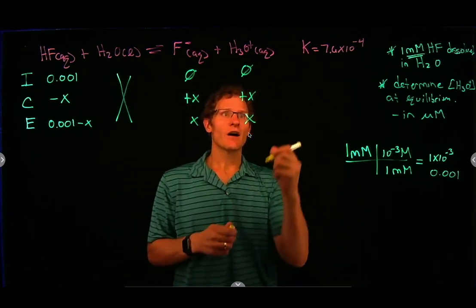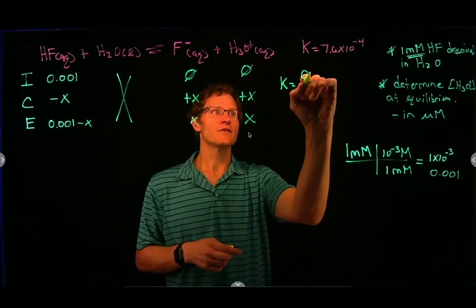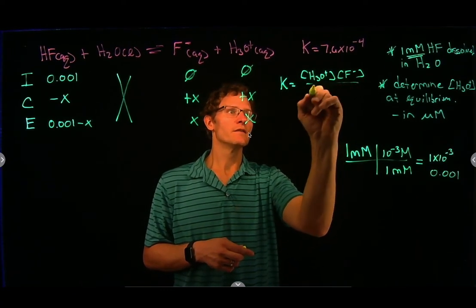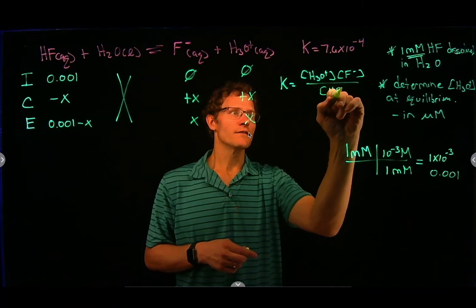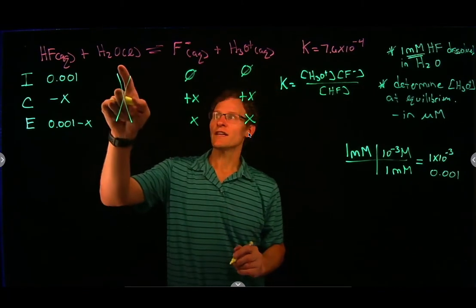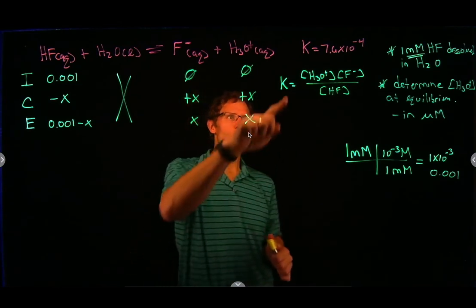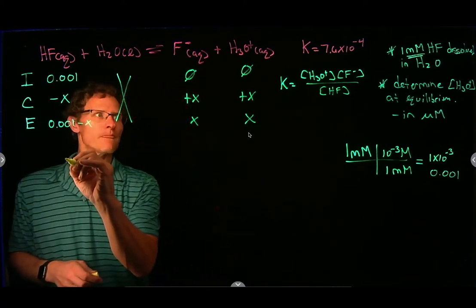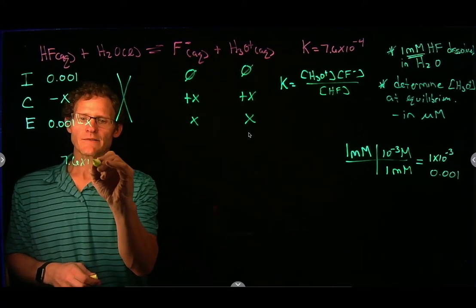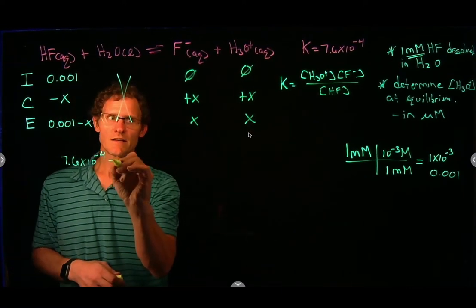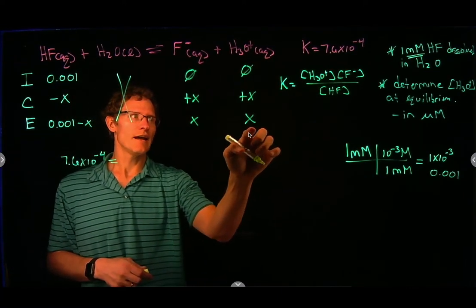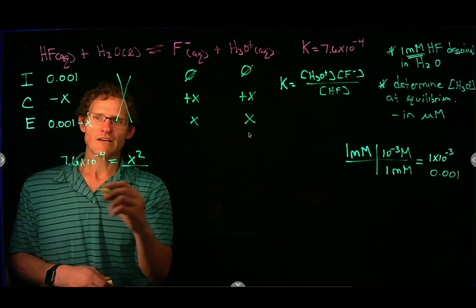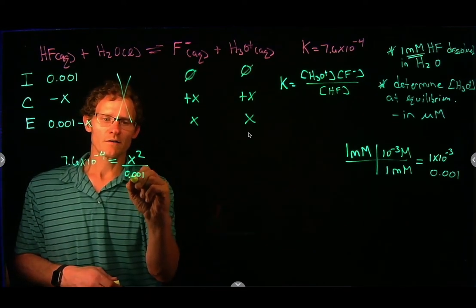We know that our equilibrium constant is equal to the concentration of hydronium, concentration of fluoride, divided by the concentration of HF. We can conveniently ignore water. Okay? So we have 3 equilibrium terms. Let's go ahead and plug them in. Our value of 7.6 times 10 to the minus 4th is our equilibrium constant. This equals x and x, so x times x is x squared, divided by the concentration of HF, which is 0.001 minus x.